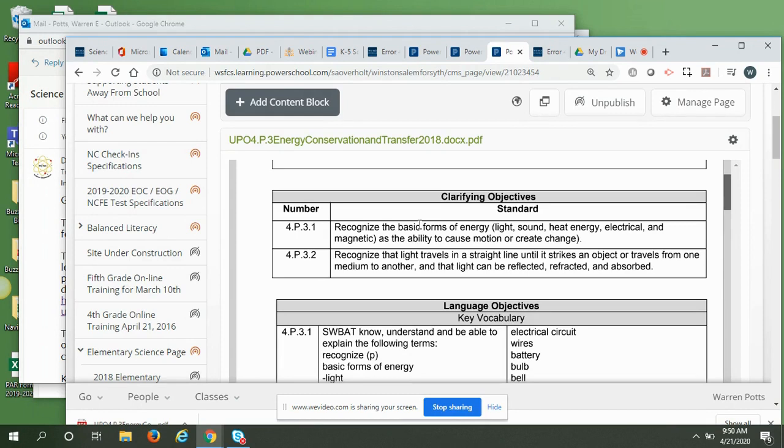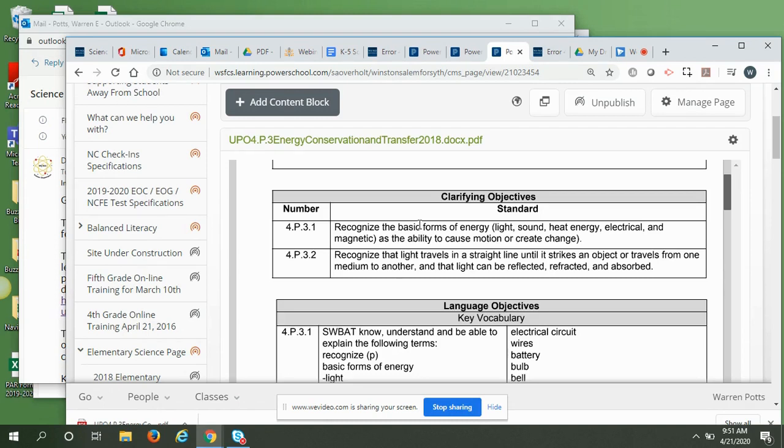So 4P3 recognizes the basic forms of energy: light, sound, heat energy, electrical and magnetic. One of the things that can be noted as energy is chemical energy, but you notice that's not on this list. So we're not looking at chemical changes, chemical energy. We're focusing on light, sound, heat energy, electrical, and magnetic as the ability to cause motion or create change.